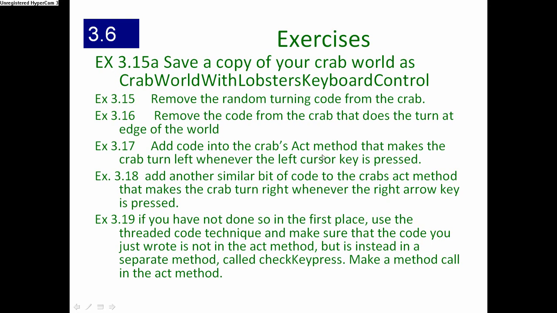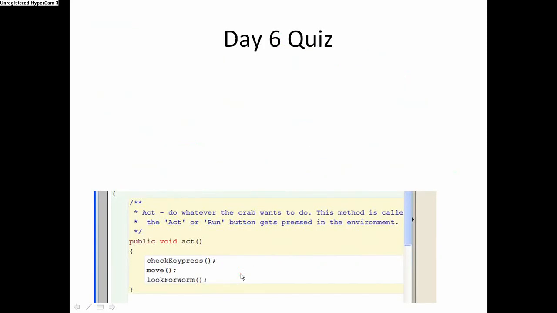Add code to the crab's act method that makes the crab turn left whenever the left cursor is pressed. Add another similar bit of code to the crab's act method that makes the crab turn right whenever the right arrow key is pressed. If you have not done so in the first place, use the threaded coding technique. From now on everything we do is threaded. Make sure that the code you just wrote is not in the act method but is instead in a separate method called checkKeyPress. Make the method call in the act method.